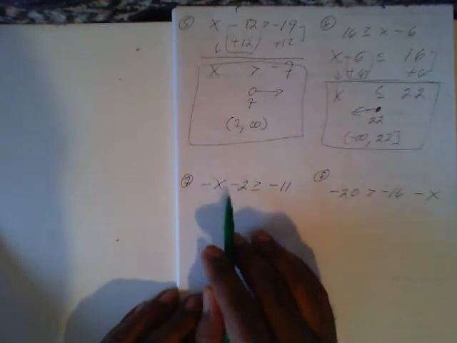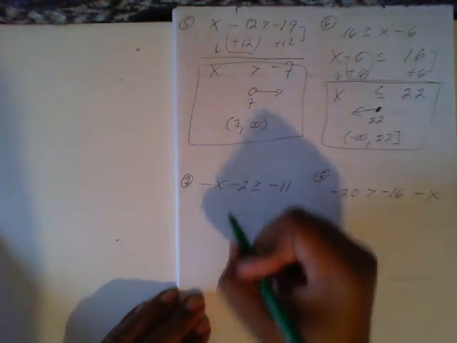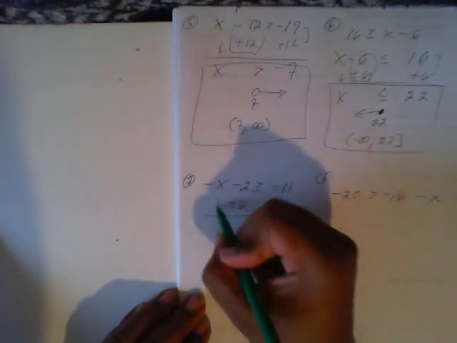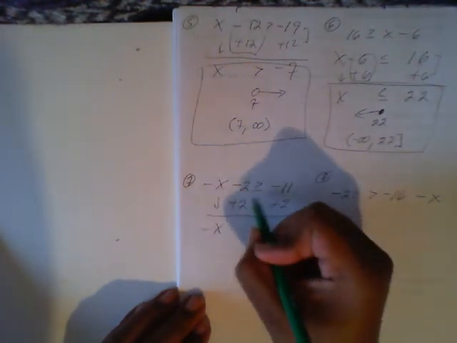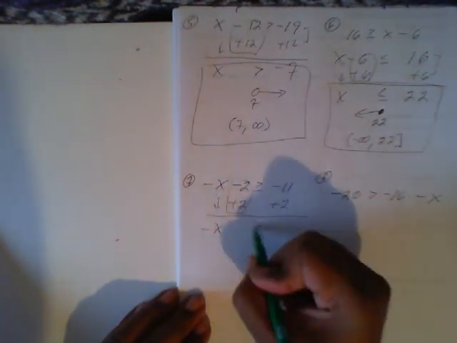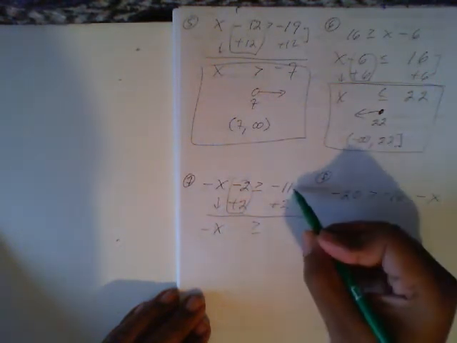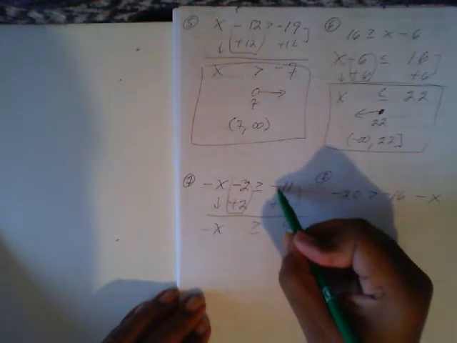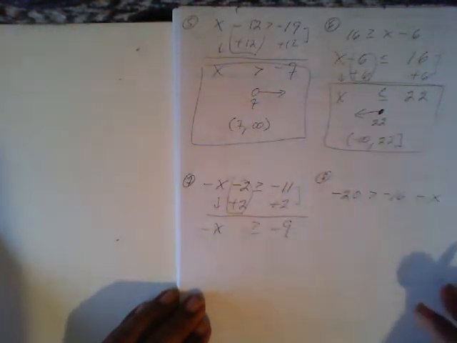Okay, number 7. Number 7, x is on the left side, so this is good. So let's get rid of the subtracting 2 by using an adding 2 to both sides. The negative x comes down, and the 2's cancel, and the greater than or equal to comes down. These are different signs, so they'll subtract, and we'll get 9. And since the negative 11 is bigger, this will be a negative 9.